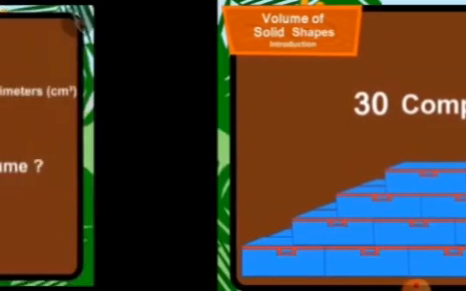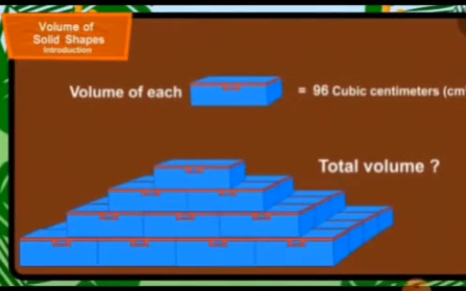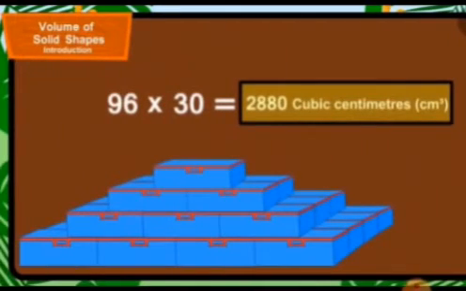Now, suppose the volume of each compass box is equal to 96 cubic centimeters. So, what is the total volume of these 30 compass boxes? For that, we have to multiply 96 by 30. After multiplying, we get answer 2880 cubic centimeters. That is the volume of these 30 compass boxes.